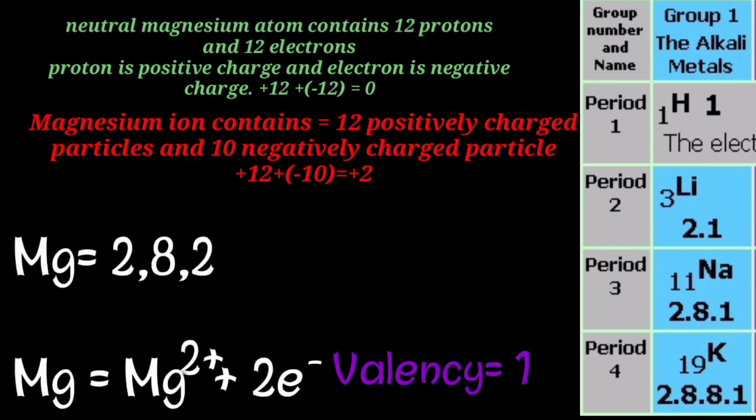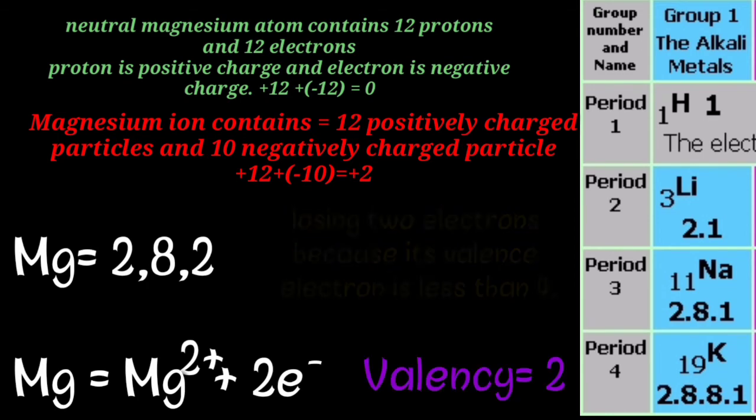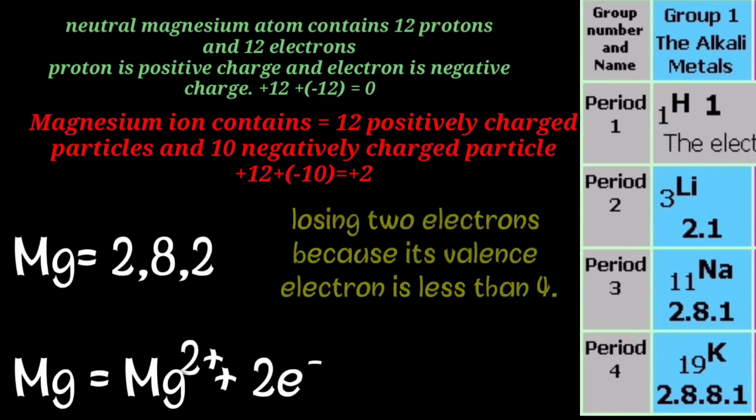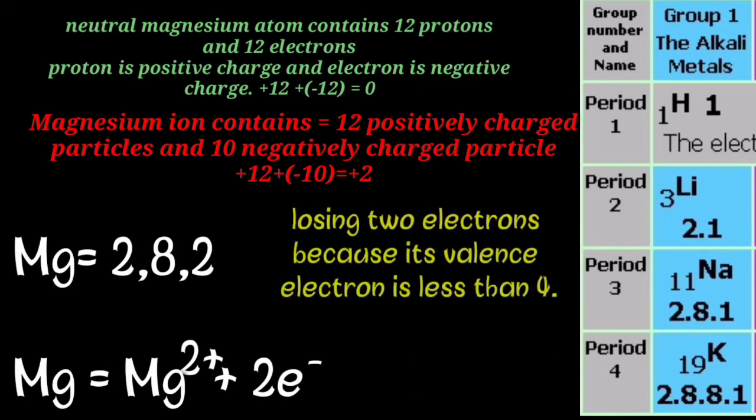For magnesium, we have 2, 8, 2. The valence electron is 2. Magnesium forming an ion will lose 2 electrons to form a positive ion, magnesium 2 plus. Since it is 2 electrons it is losing, note that the valency will be what? 2. Because I say that it is an absolute value.